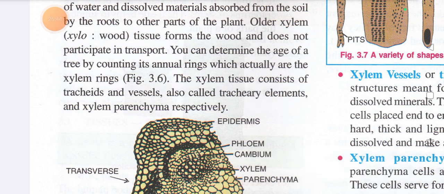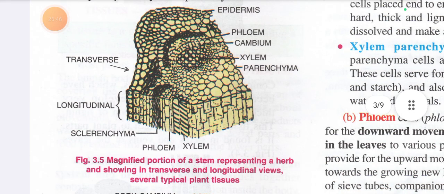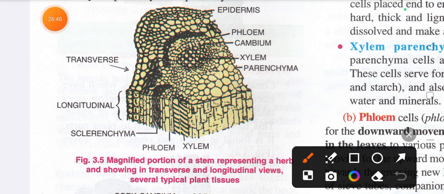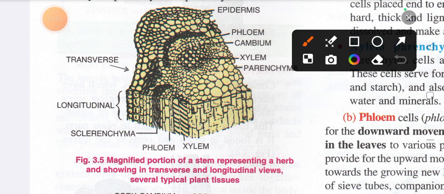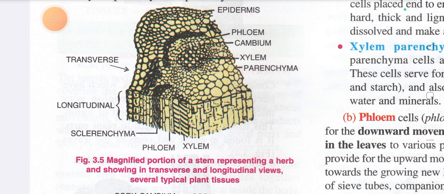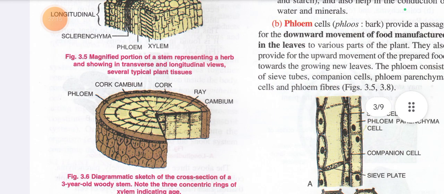understand. So see here, what kind of structure is this? Totally unimaginable structure, and basically this is the magnified portion of a stem representing a herb and showing its transverse and longitudinal views. Okay, so see, this kind of diagram might come in the exam, because teachers can give anything they want. You may also search for a very simple diagram on YouTube.